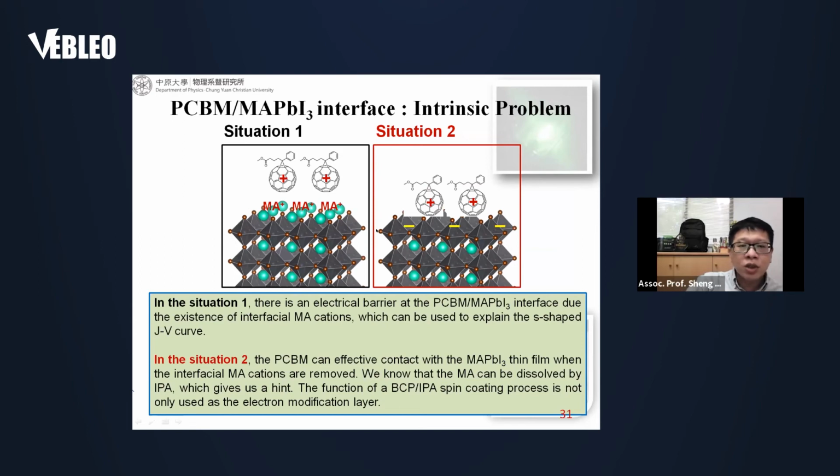So here we get two situations. In situation one, there is an electrical barrier at the PCBM/MAPbI3 interface due to the existence of interfacial MA ions, which can be used to explain the S-shape of the curve. And in situation two, the PCBM can effectively contact with the MAPbI3 thin film when the interfacial MA ions are removed. So in this case, it lets us guess the PCBM IPA spin coating process is not only used as the electron modification layer. There is a diffusion process, diffusion of PCBM and IPA.